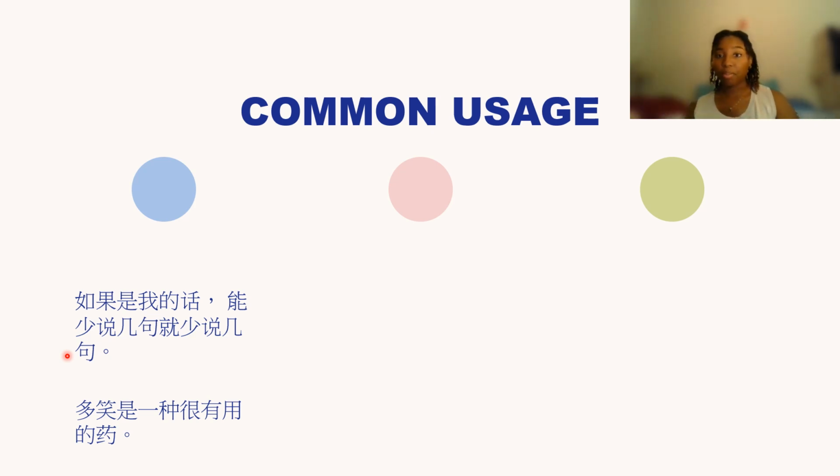This is also a 语法 that you'll see moving on into 301 or 201. 能少 blank blank blank 就少 blank blank blank. If I'm able to do less, I'll just do less. Or there's basically like 你最好, it's best that you take this route. So if it were me, I would hold my tongue, basically. I would say a little bit less than necessary.